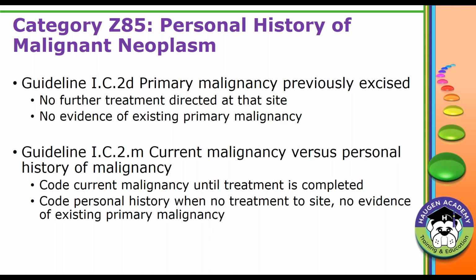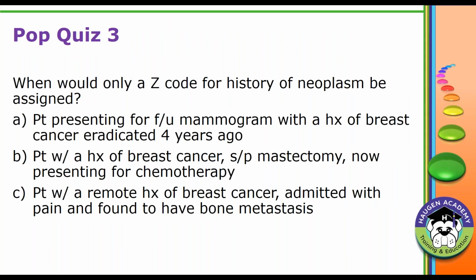Subcategories Z85.0 through Z85.7 should only be assigned for the former site of a primary malignancy, not the site of a secondary malignancy. Codes from subcategory Z85.8 may be assigned for the former site of either a primary or a secondary malignancy. They're both included in that subcategory. And that brings us to another polling question.